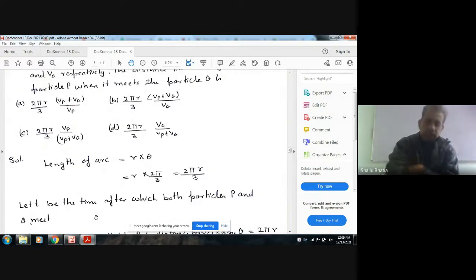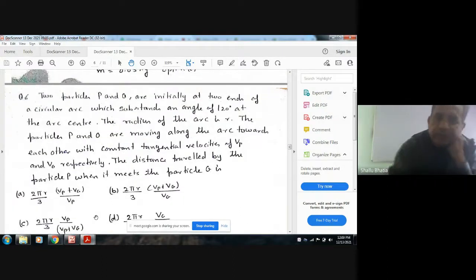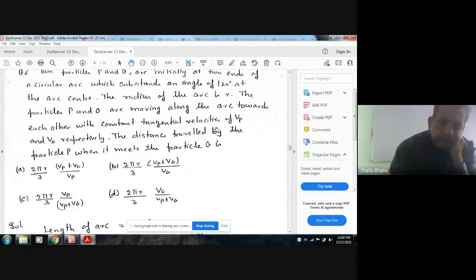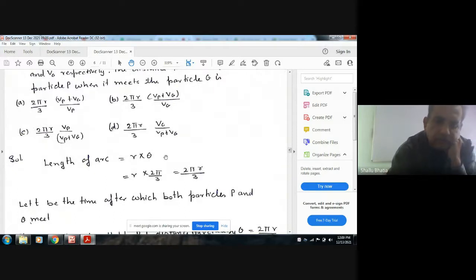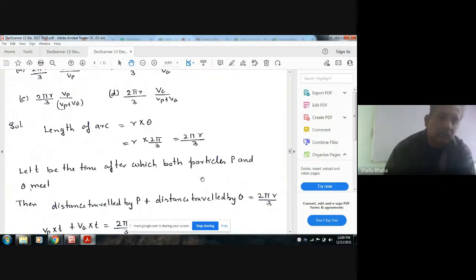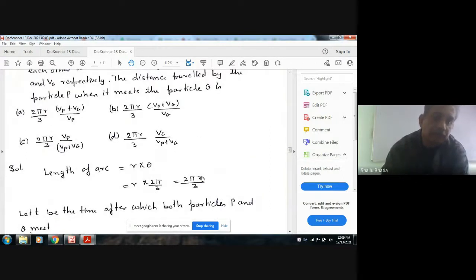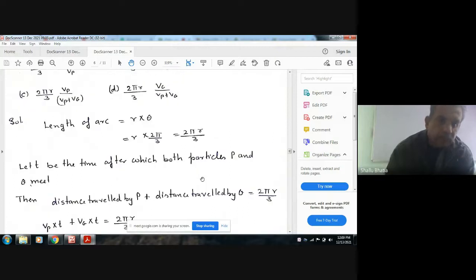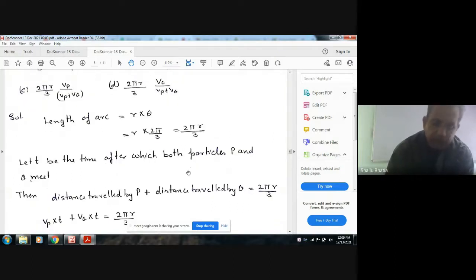Okay. So now, given that the angle subtended by the arc is 120 degrees and the radius is r, the length of the arc is r theta, where theta is 2 pi by 3, which is 120 degrees. So the length of the arc is 2 pi r by 3. Now, suppose one particle is at one end and the other particle is at the other end. Let P be the particle at one end, Q the particle at the other end. When they travel towards each other, suppose after time t they meet. So let t be the time after which both particles P and Q meet.